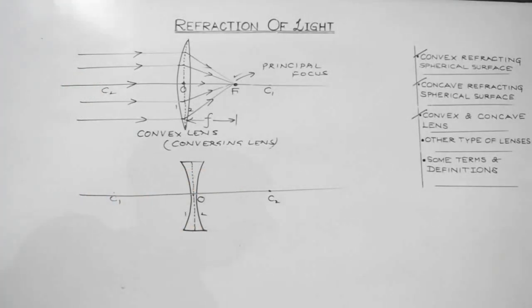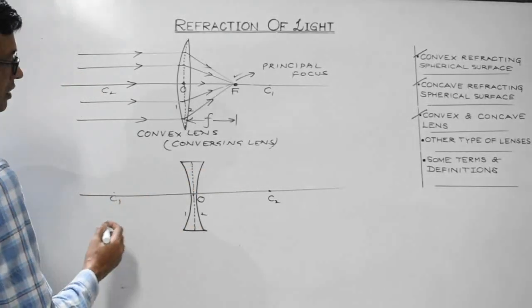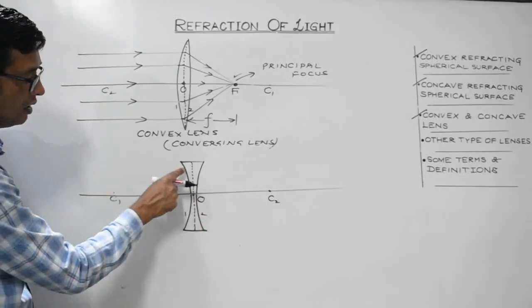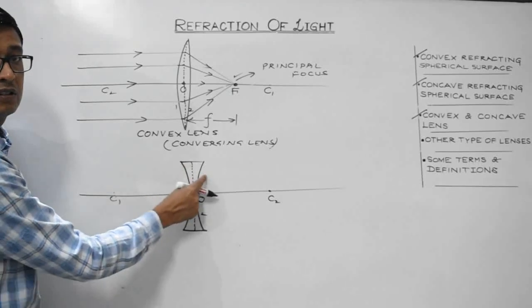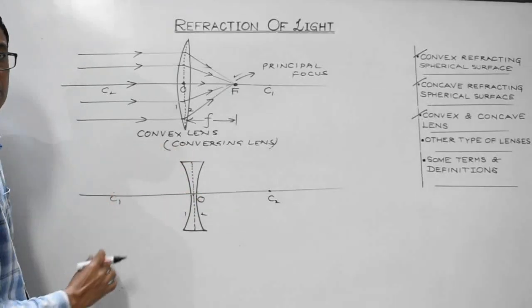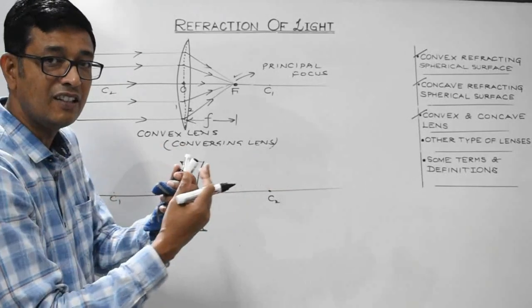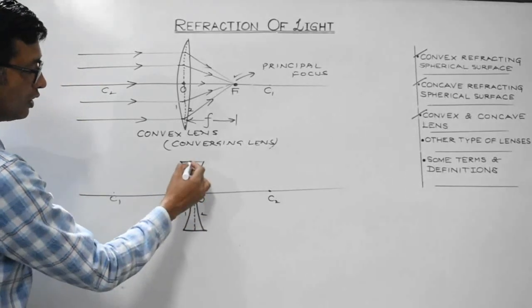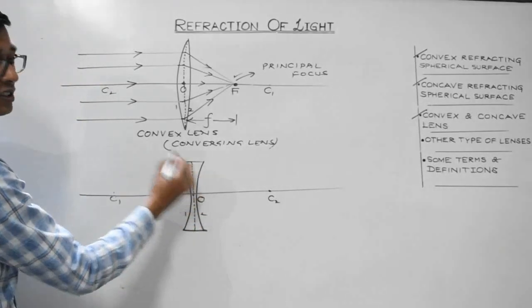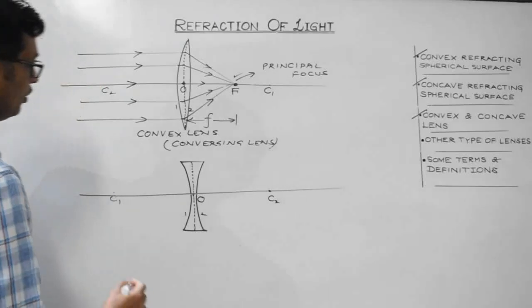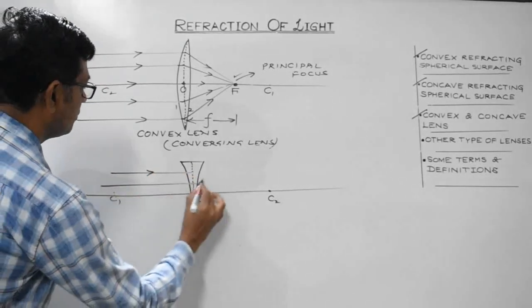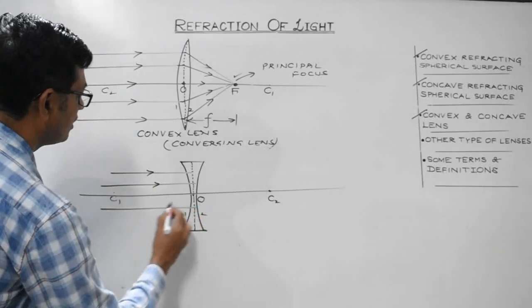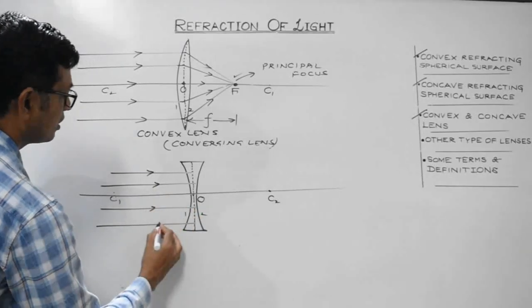Right? Now here what we'll do is, again I have told you, actually the refraction will take place at two places, at each of these two surfaces. But since the lens is constructed thin, so we will show the bending of light only from this reference line. Right? So let us consider a parallel beam of light to get incident on this concave lens.